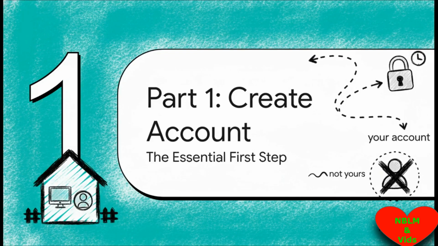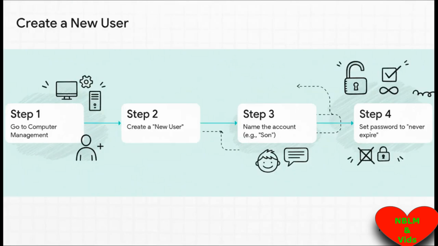Okay, first things first. Before we can set up any kind of rules, we have to create a separate space for your child on the computer. Now, this step is absolutely crucial, and here's why. It makes sure that all the time limits we're about to create only apply to their account and not yours. So, creating this new account, it's actually pretty simple. You'll just head over to a tool called Computer Management, choose to create a new user, and give it a simple name, like Son or whatever you'd like. The really important bit here is to make sure you check the box that says Password Never Expires. Trust me, this just keeps things easy and avoids any login headaches later on.